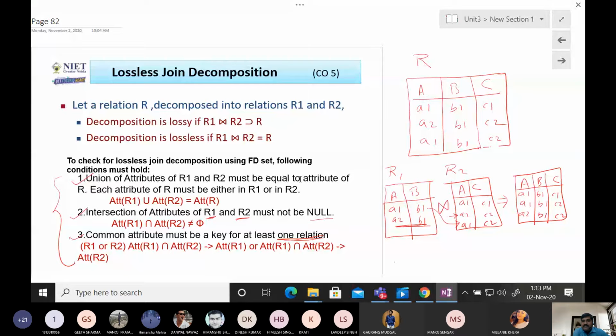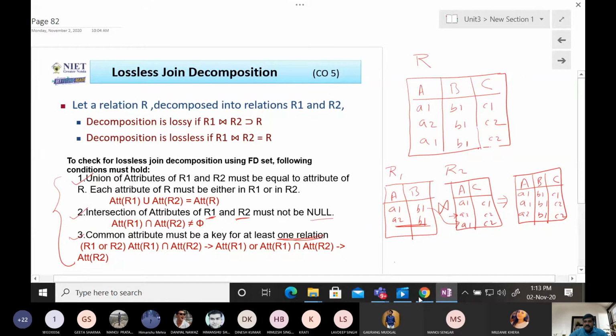The first condition is attribute preservation. Second, there should be a common attribute. And third, the common attribute should be a candidate key of either R1 or R2. But in the case of n sub-schemas, that common attribute must be a key for at least one relation.